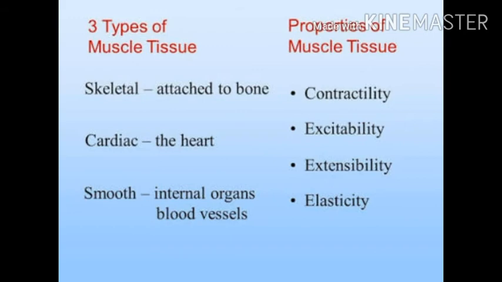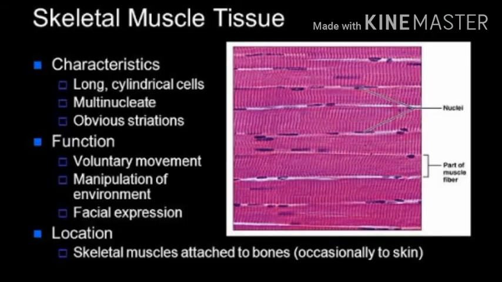Based on the functions, there are three types of muscle tissues: skeletal muscles or striated muscles, cardiac muscles, and the third type, smooth muscles or unstriated muscles. Let us look at the types of muscles in brief. The skeletal muscles, as the name suggests, are muscles attached to the bones. So that is where we find the skeletal muscles.